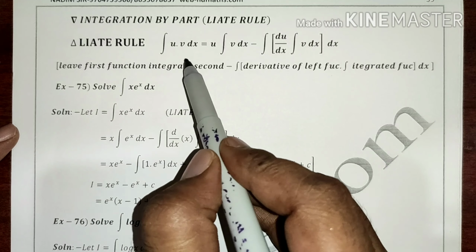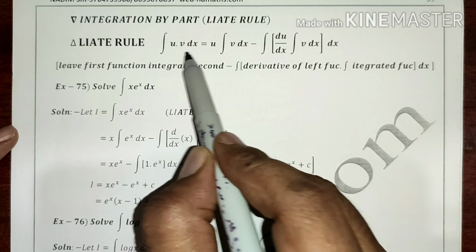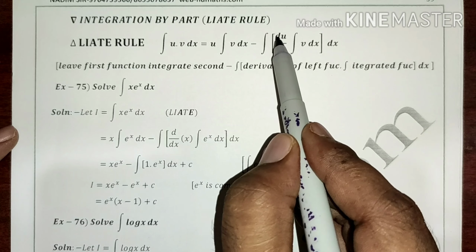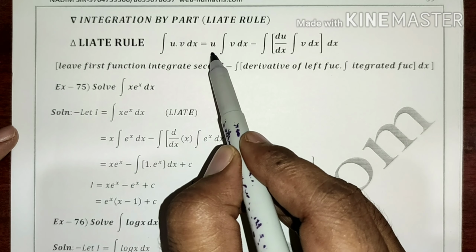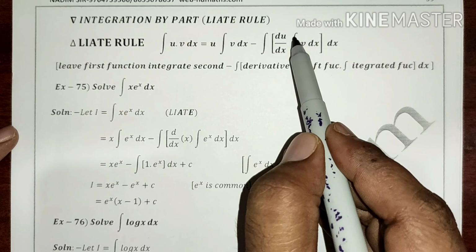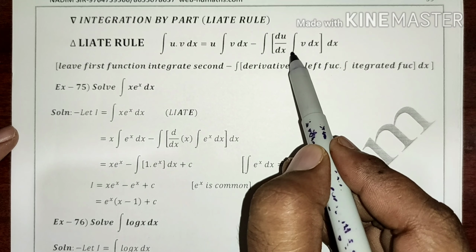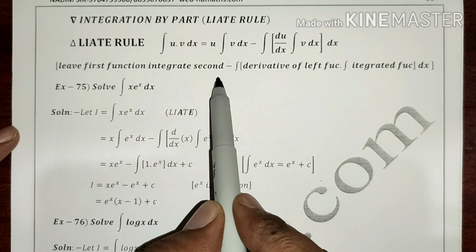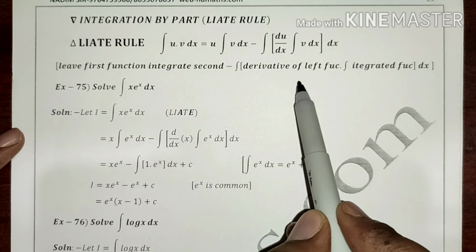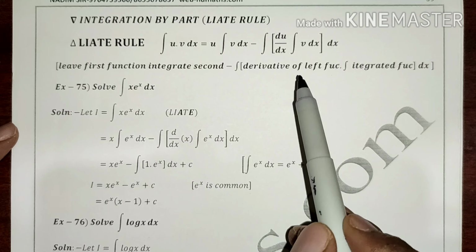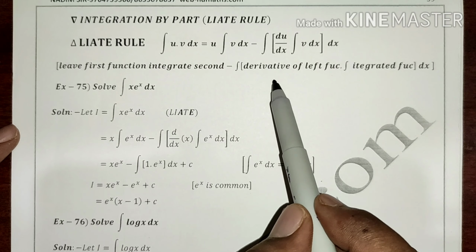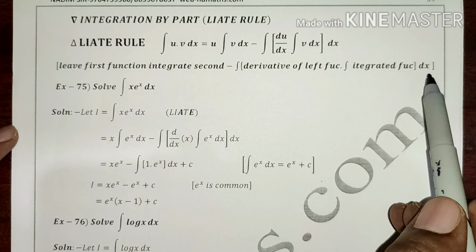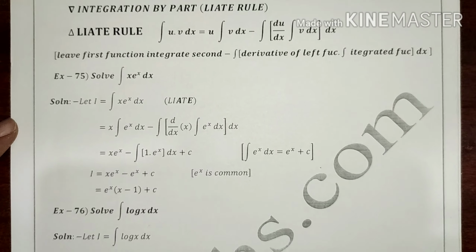What is the LIATE rule? The rule is that the integration of u into v is: we take the first function, take the integration of the second, minus the integration of the derivative of the left function. U is the left function here, so we take the derivative of u and again integrate the integrated function, bracket close dx. Our first function is the left function. So the derivative of the first function and the integration of the integrated function dx, bracket close, plus c.